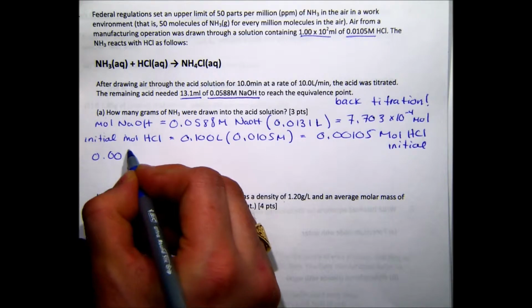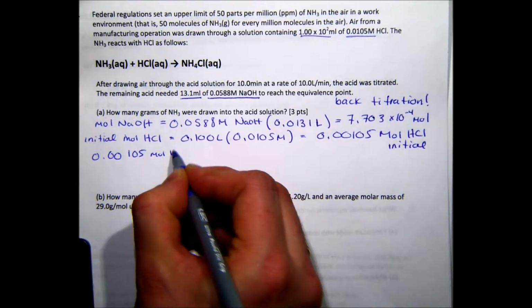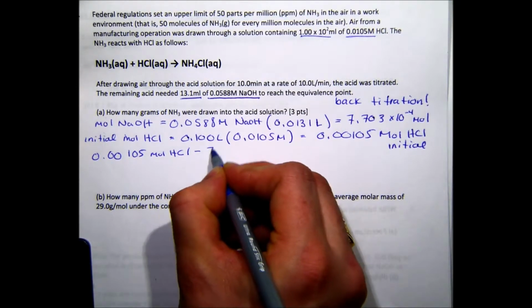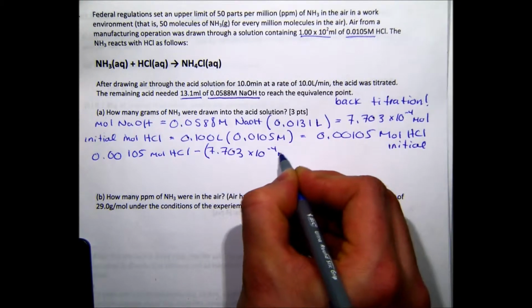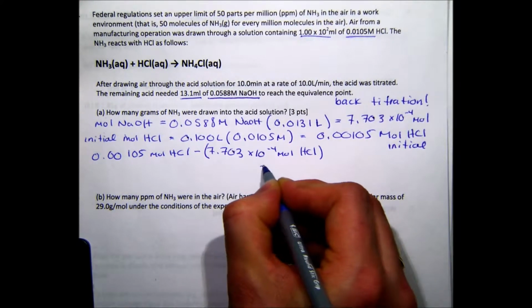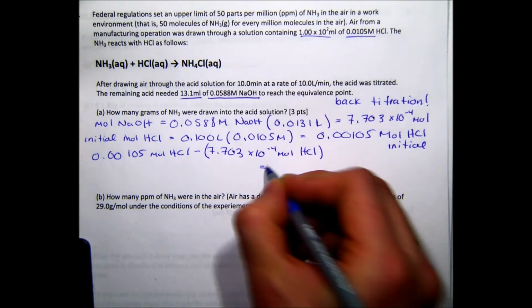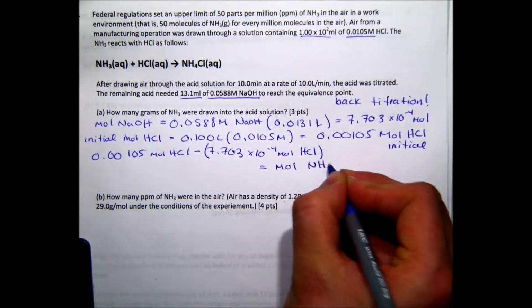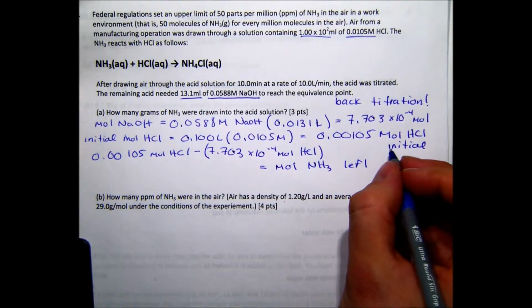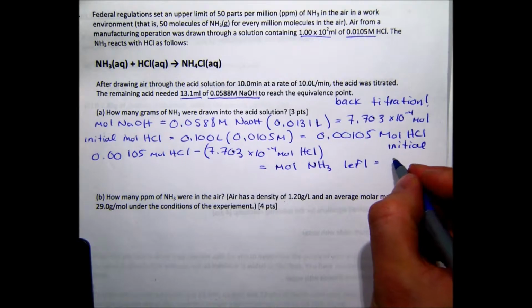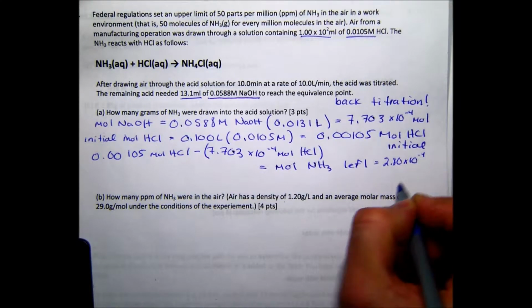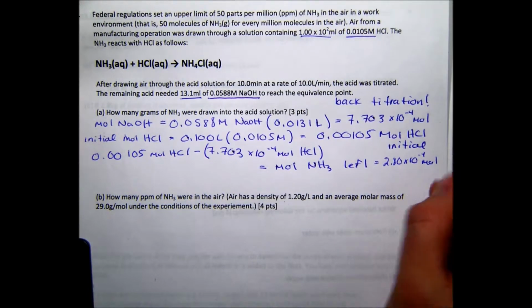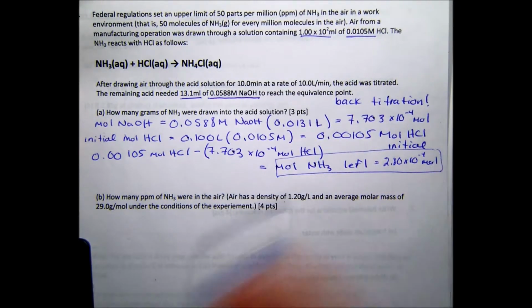So this is just a simple subtraction step where we're going to take the amount of moles initially, and then we're going to subtract away what we found to be left over, the stuff the ammonia did not neutralize as it was pulled through solution. And we're going to deal with what that ammonia did in part B. So 2.80 times 10 to the negative 4 moles of HCl should have been neutralized by the ammonia.